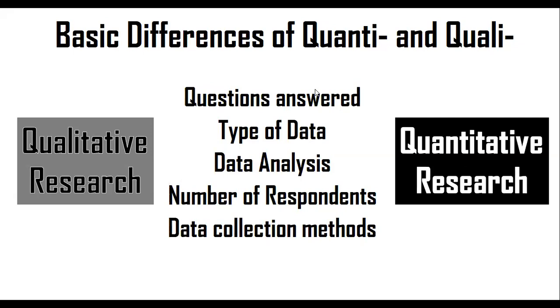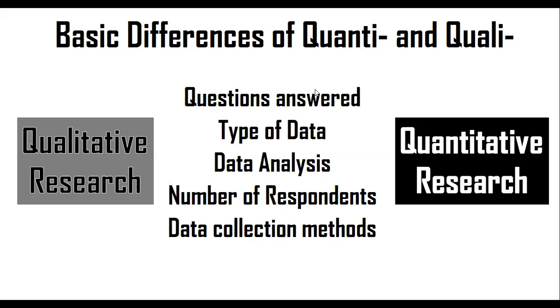Let's say you are curious about ice creams because you like both vanilla ice cream and chocolate flavored ice cream. In quantitative research, you are just going to ask how many people, let's say among 100 people, how many of them like vanilla and how many of them like chocolate ice cream. But in qualitative research, you are going to ask not about what they like, but why they like vanilla and why they like chocolate ice cream.